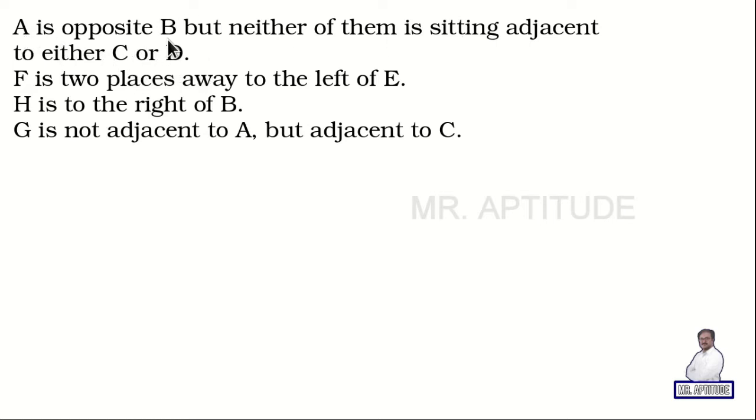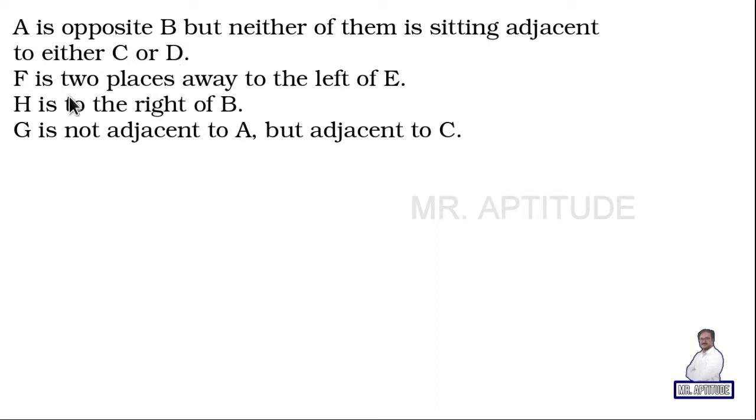A is opposite B, it's clear. And you are given that neither of them is sitting adjacent to C or D. Adjacent means immediate next. So A and B are the two persons who should not sit next to C and D. So A should not sit next to C, and B should not sit next to C. A should not sit next to D, and B should not sit next to D. So this is the information given in the first condition.